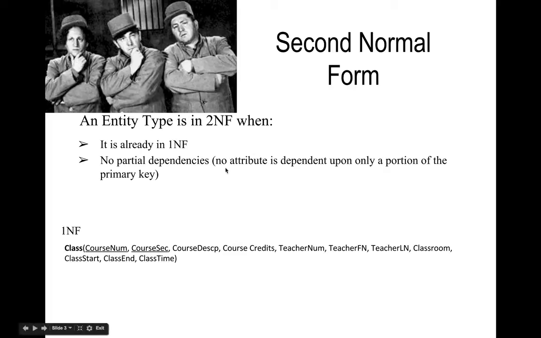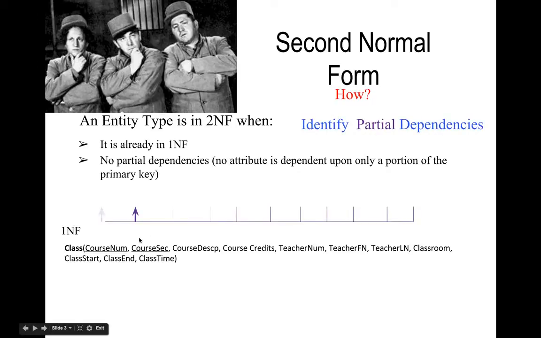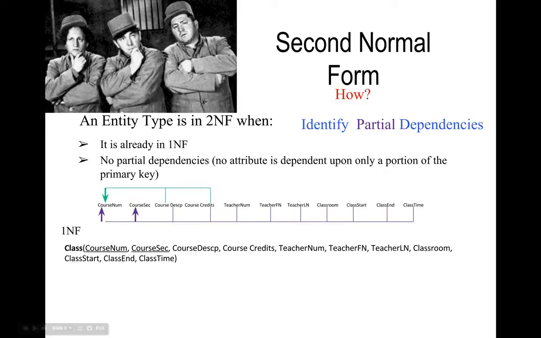Well, a partial dependency means an attribute is dependent upon only a portion of the primary key. Let's look down here. We determined in first normal form that this class entity would have two attributes as the primary key. Let's go to the next step and take another look at the dependency diagram, to see how it looks if we wanted to look at partial dependencies.